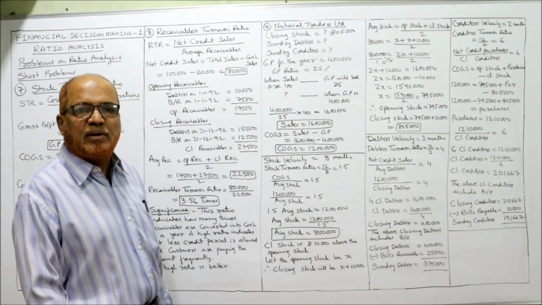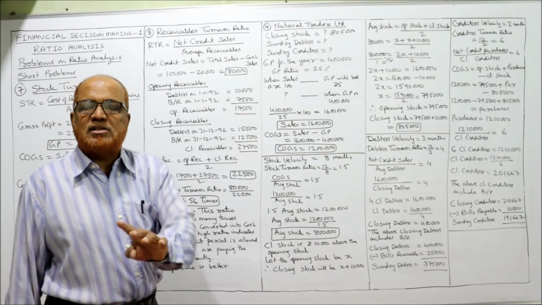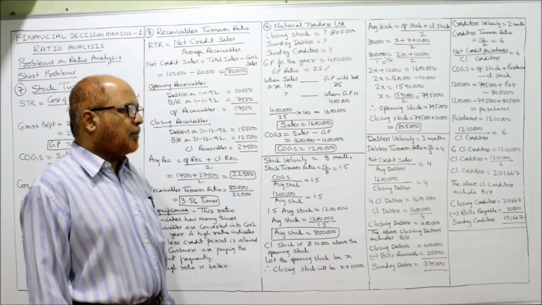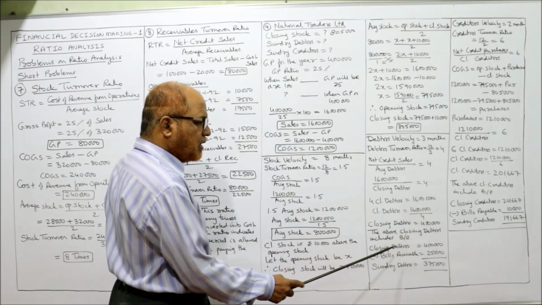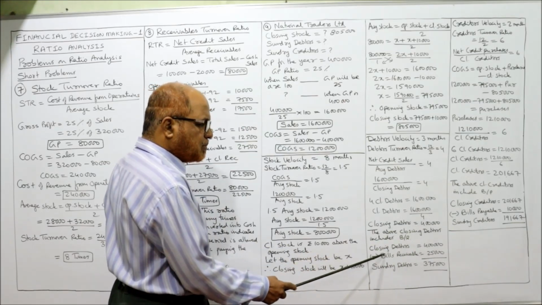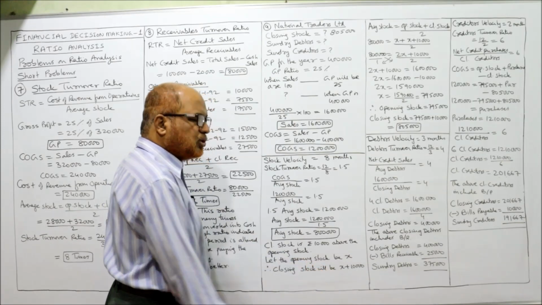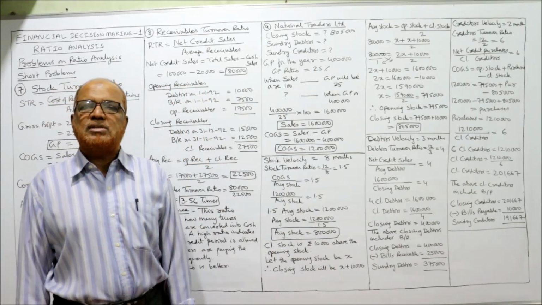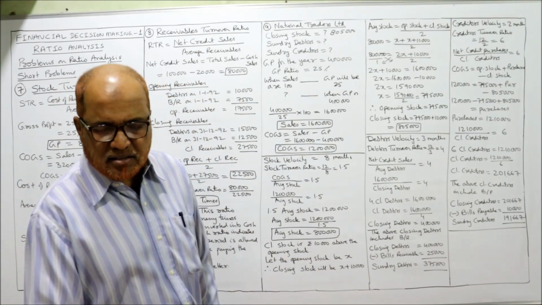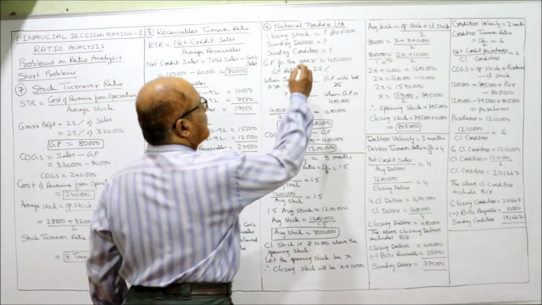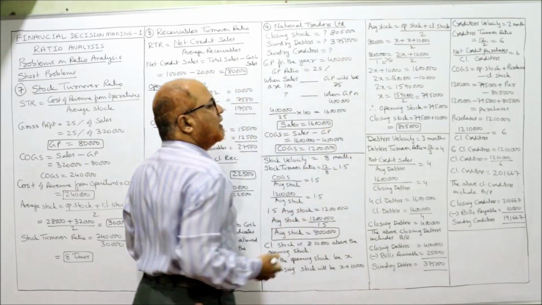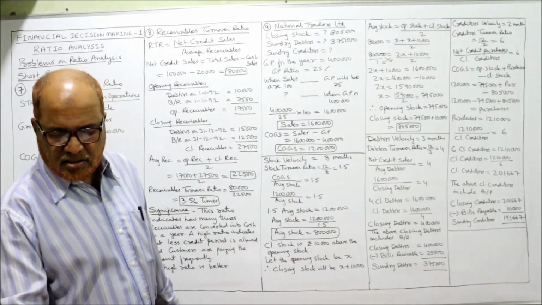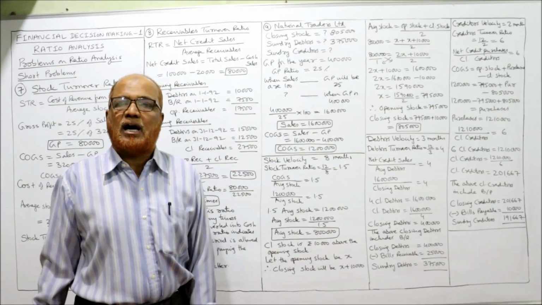How much is the bills receivable given in the problem? 25,000 rupees bills receivable opening. That is given in the problem. So the above closing debtors include bills receivable. So closing debtors 4 lakh less bills receivable 25,000. So 3,75,000 is the sundry debtors. Second answer we got, 3,75,000. Now third, we have to find out sundry creditors.